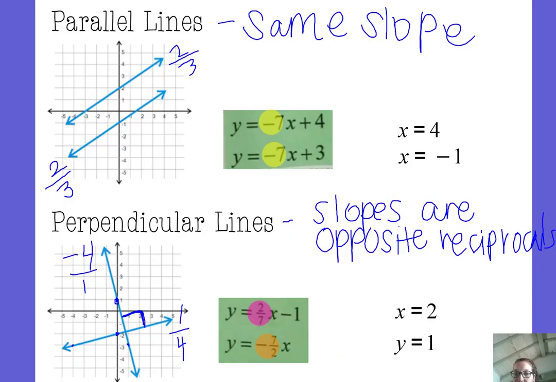And then with our special lines, remember x equals 2, that's a vertical line, and y equals 1, that's a horizontal line. So if you ever have a vertical line and a horizontal line, they are going to be perpendicular to each other because a horizontal and a vertical line make a right angle.